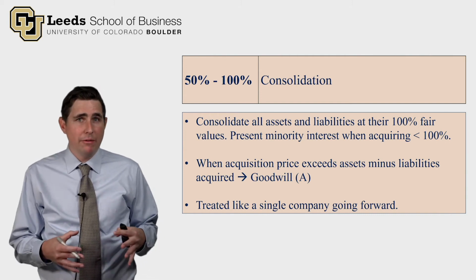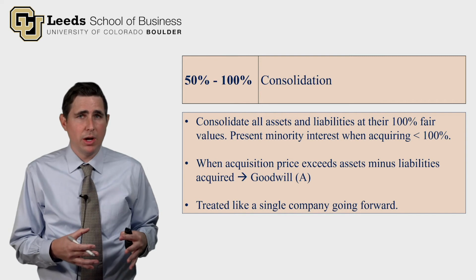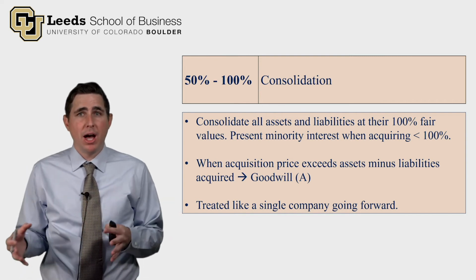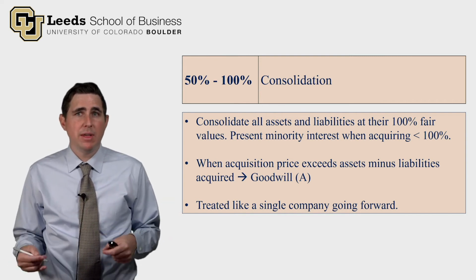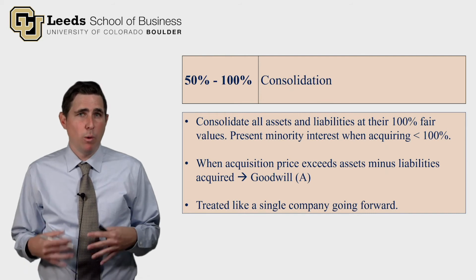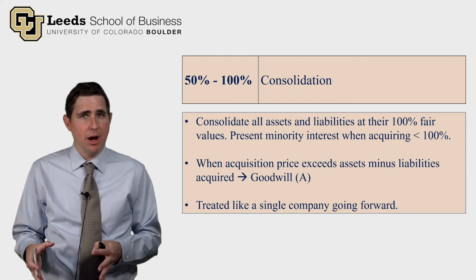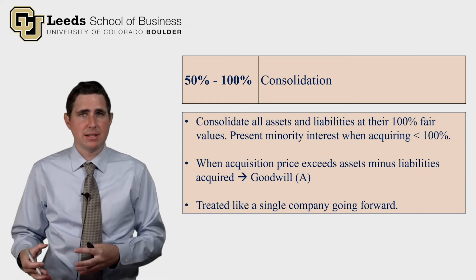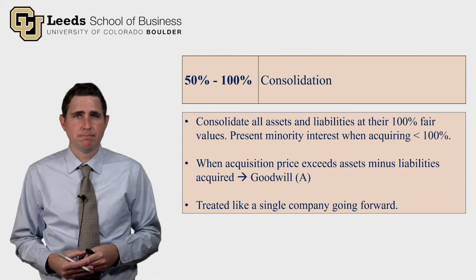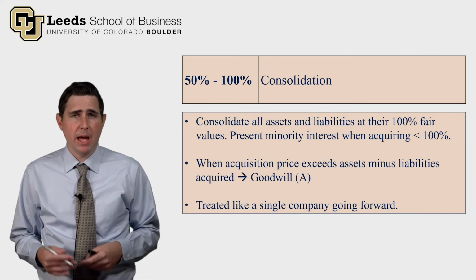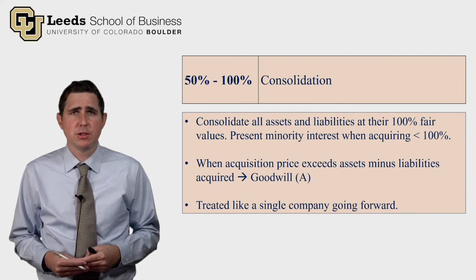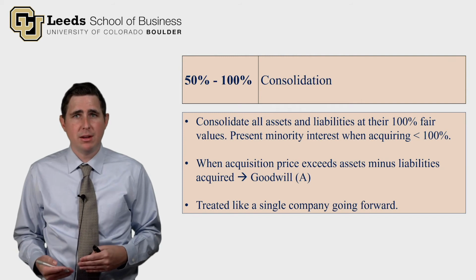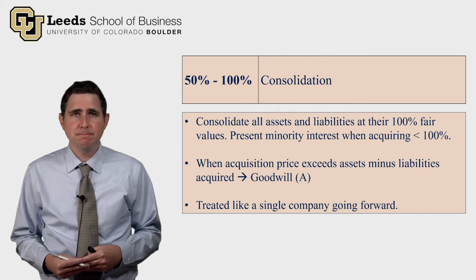Well, we take all of the assets and liabilities of the company that we acquired, and we just plop them onto our balance sheet. And we do that at their fair values. We don't just put their balance sheet on ours. We assess the fair value of their balance sheet, and we put all of those assets and liabilities on our balance sheet. If there's a minority interest, we'll have to deal with that. A minority interest is when you acquire less than 100%, but greater than 50%.